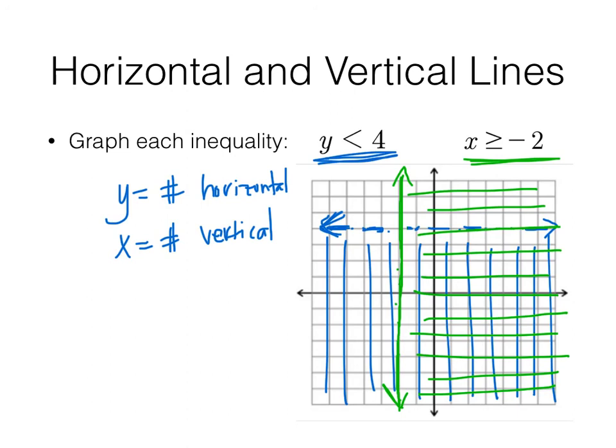So you can't think up and down with a vertical line, because you can't shade above or below a vertical line. You have to think what's greater and less in terms of the x value there. And that's all you've got for linear inequalities.